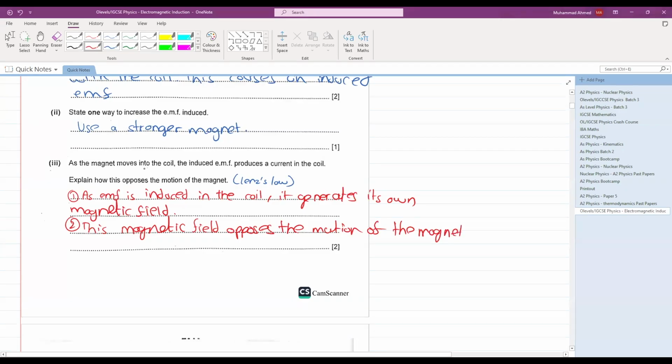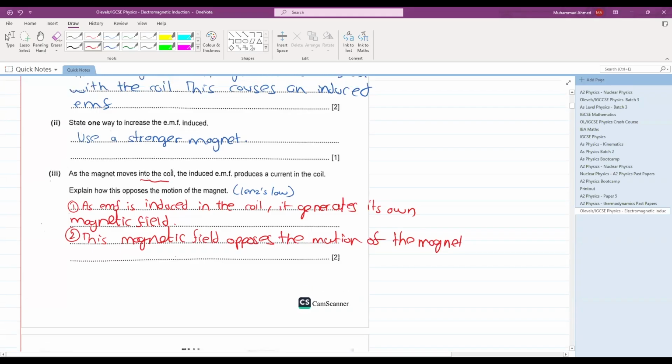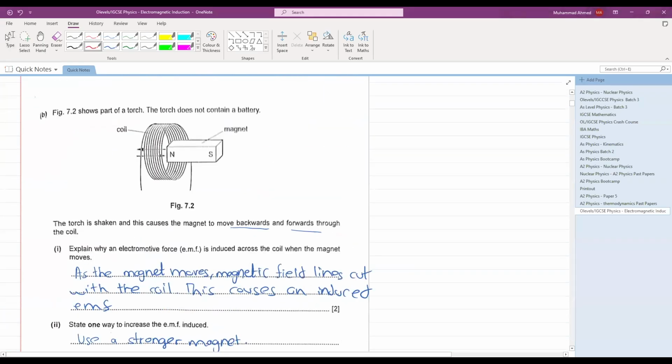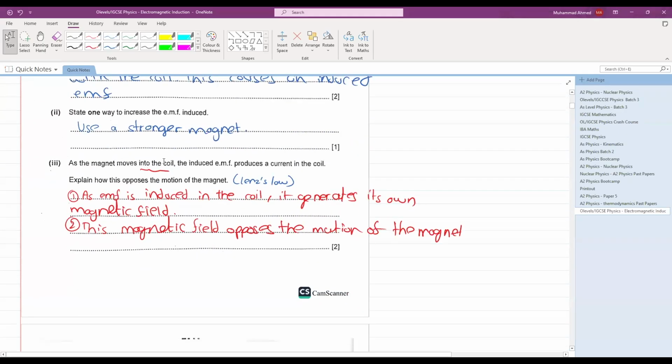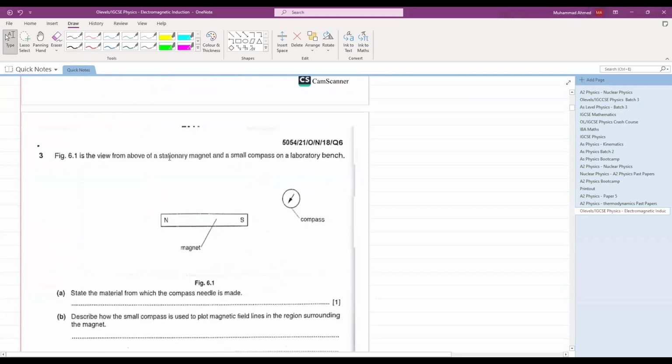In simpler terms, as you can see, the magnet was pushed into the coil. So the magnet was applying a force on the coil that is towards the left. This coil will apply a force towards the right on the magnet. And how can this coil apply such a force? By inducing a north pole here. This will repel away the magnet. So this is what happens actually. Let's move on to the next one.